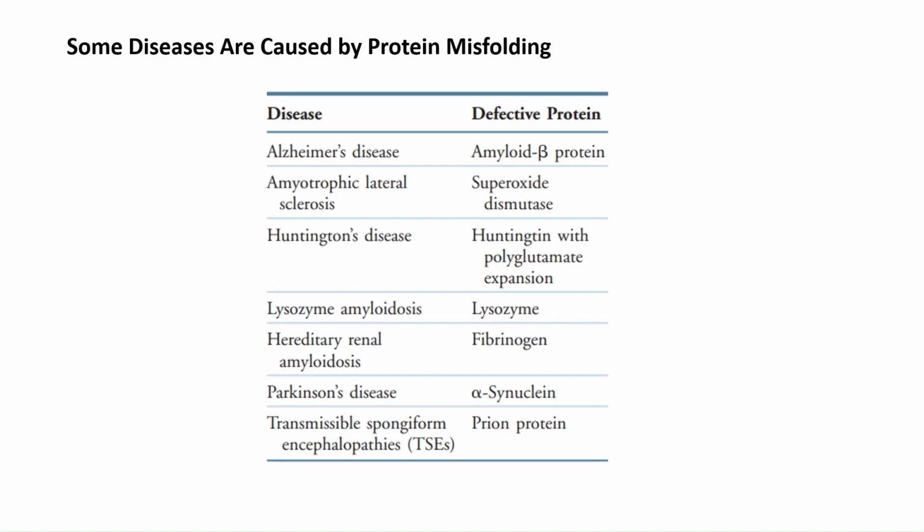Now, these are some diseases that are caused due to protein misfolding. If any protein remains misfolded, then the following diseases will arise. First is Alzheimer's disease. The protein whose misfolding leads to Alzheimer's disease is amyloid beta protein. Next is sclerosis, where the protein is superoxide dismutase. Then Huntington's disease, because of huntingtin with polyglutamine expansion. So these are the diseases that occur due to misfolding of some important proteins.